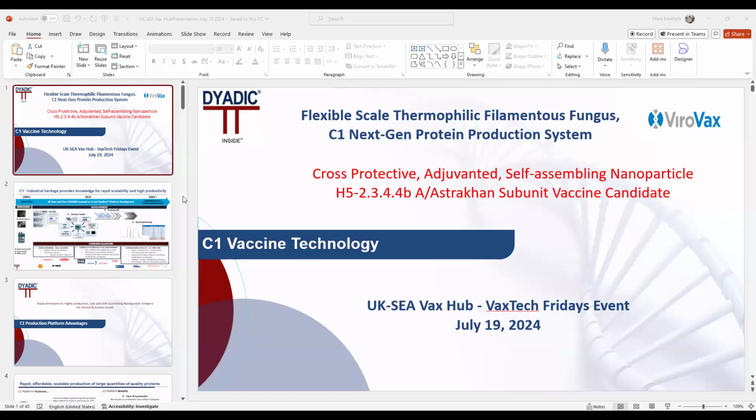So today I'm going to bring up a screen about our cross-protective adjuvanted self-assembly nanoparticle H5 2.3.4.4b Astrakhan subunit vaccine candidate, just as an example of the power, the speed, the low cost, and the flexible manufacturing process of what we call the C1 vaccine technology.